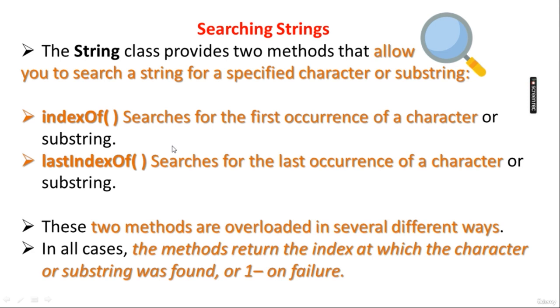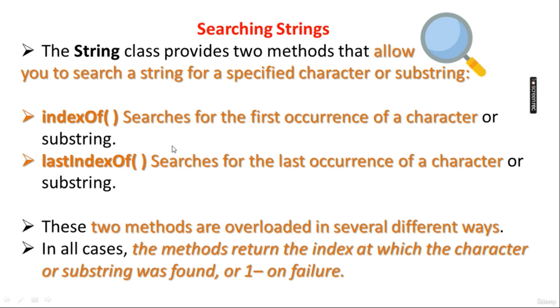Now, searching strings. The String class provides two methods that allow you to search a string for a specified character or substring. indexOf searches for the first occurrence of the character or substring. lastIndexOf searches for the last occurrence of the character or substring. These two methods are overloaded in different ways. The methods return the index at which the character or substring was found, or -1 on failure.